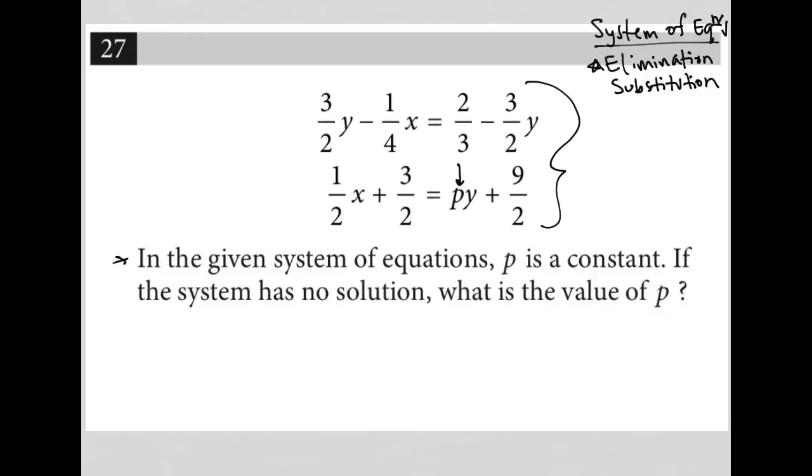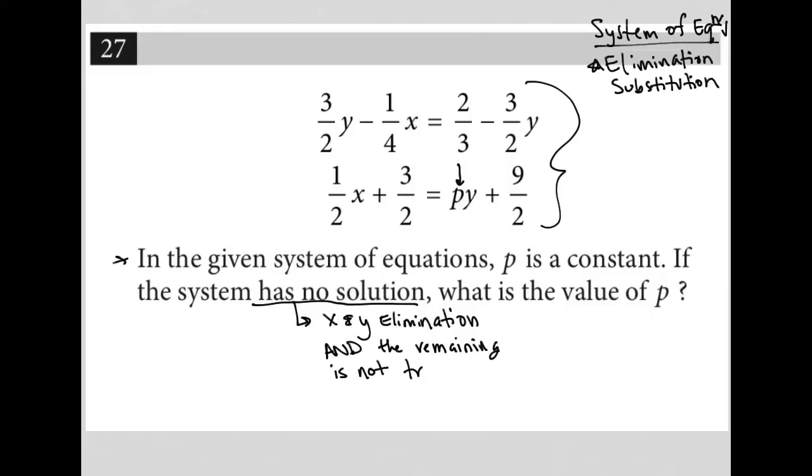If the system has no solution, okay, that is a huge hint, has no solution, what is the value of P? So what does it mean for a system to have no solution? It means that both X and Y eliminate when we're using the process of elimination for solving our system of equations, and the remaining, I'll call it, right, which is just the numbers that remain, is not true. And we'll understand what that means in a second.